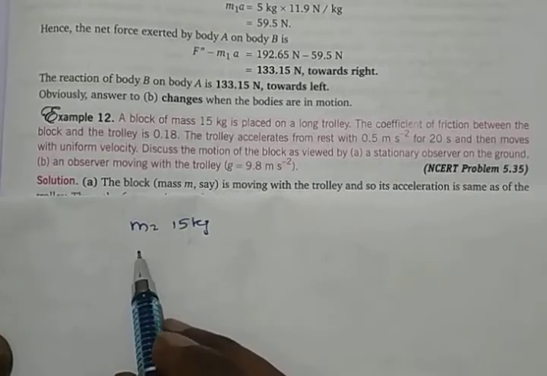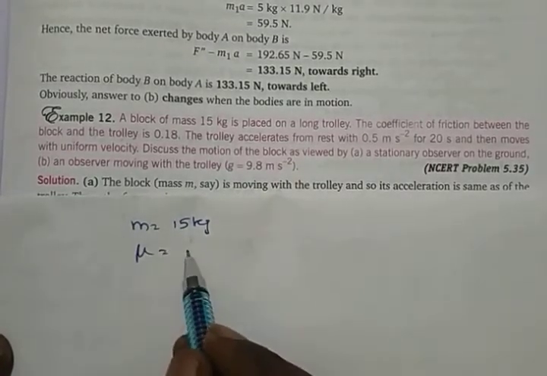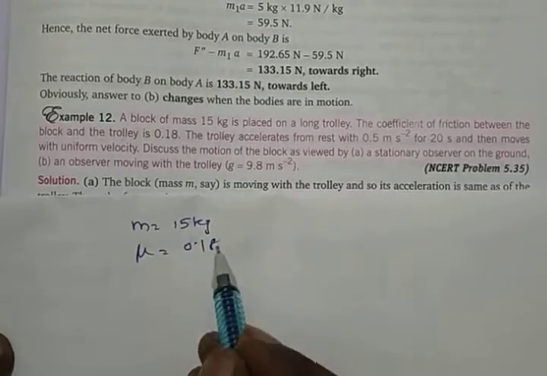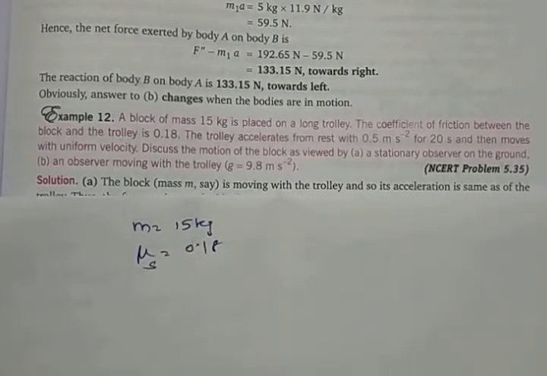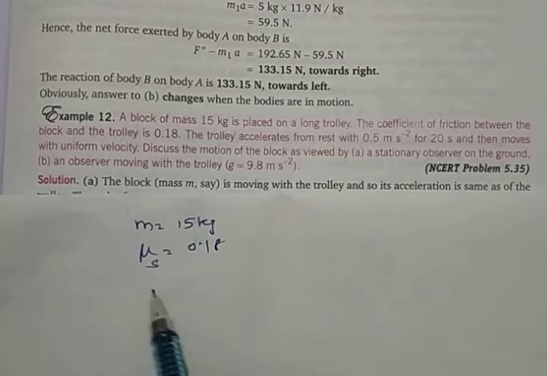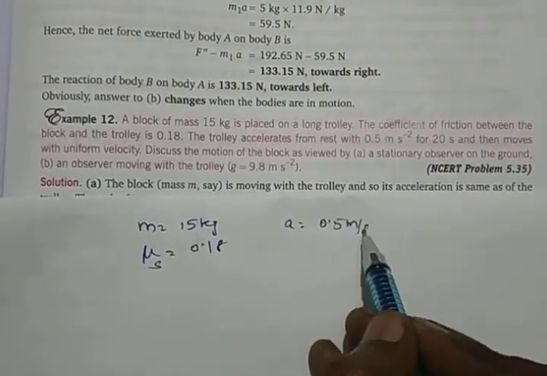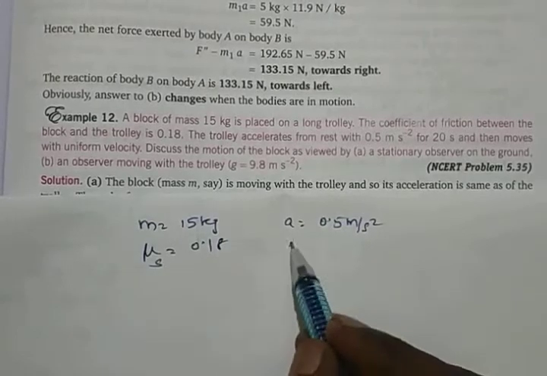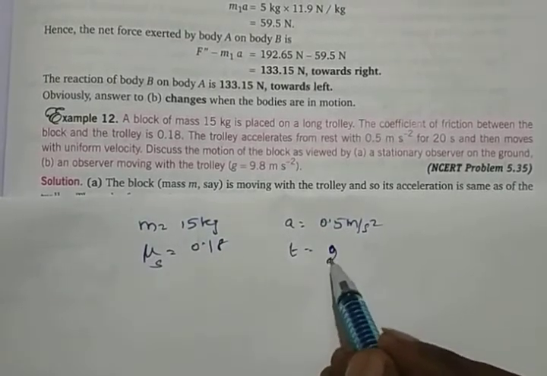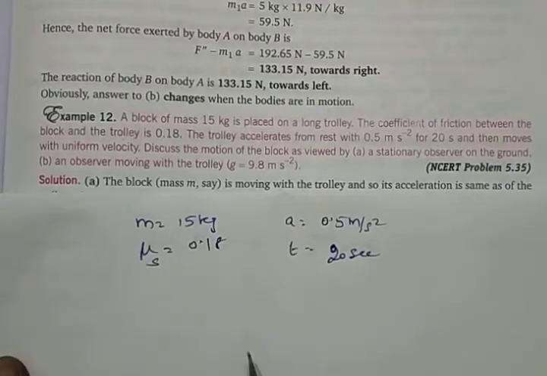What is coefficient of friction? What symbol will you give here? It is called mu. Mu is equal to 0.18. So this could be the coefficient of static friction. The trolley accelerates from rest with acceleration, so what is the acceleration? It is 0.5 meter per second square, for 20 seconds, time is equal to 20 seconds. Alright, and then moves with a uniform velocity.